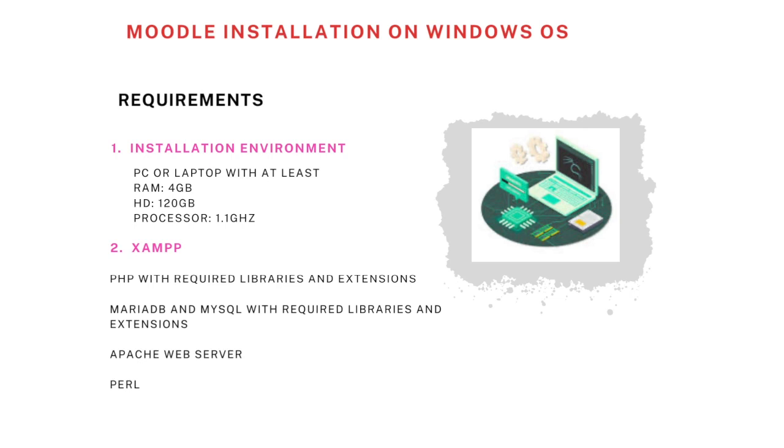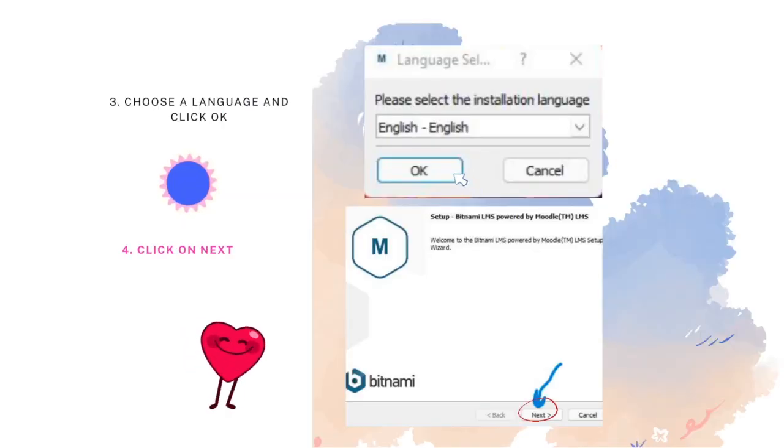The second is XAMPP requirement. X stands for cross-platform, A stands for Apache, M stands for MariaDB and MySQL with the required libraries and extension. The double P stands for Apache Web Server and Pure. This also includes the Moodle installation file.